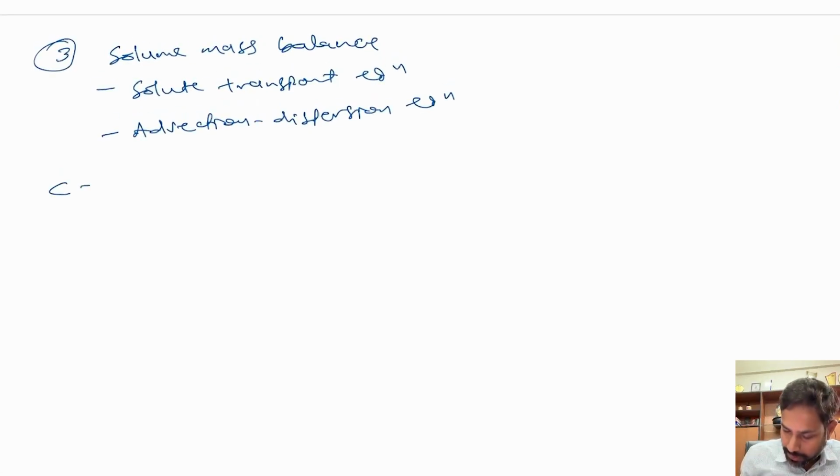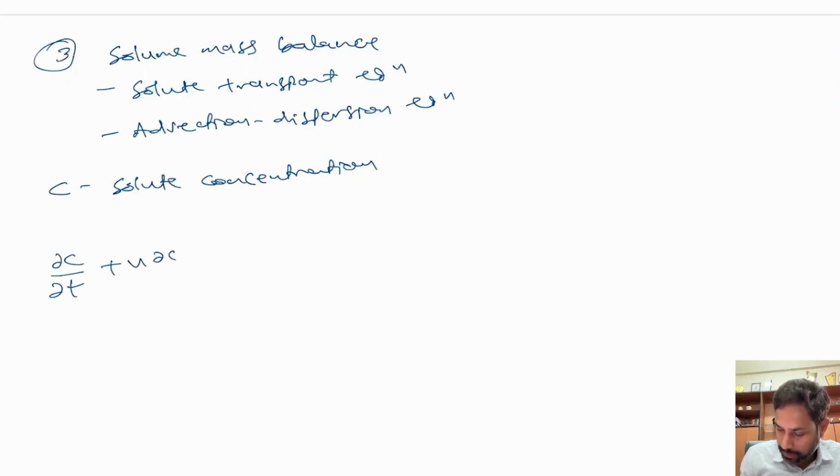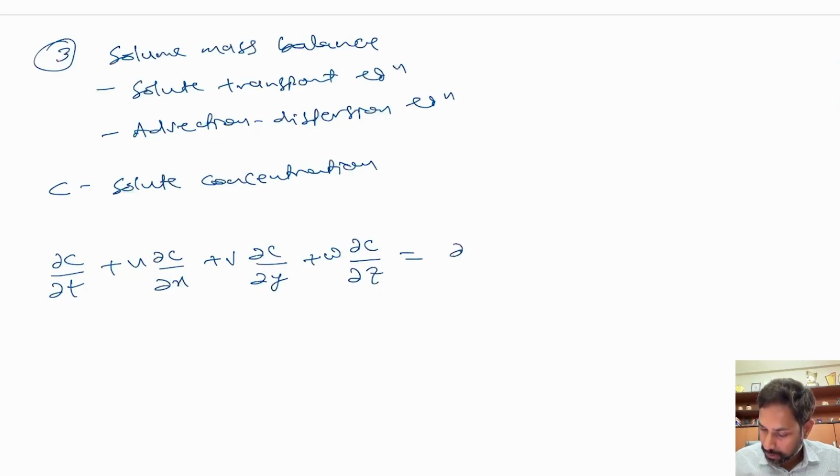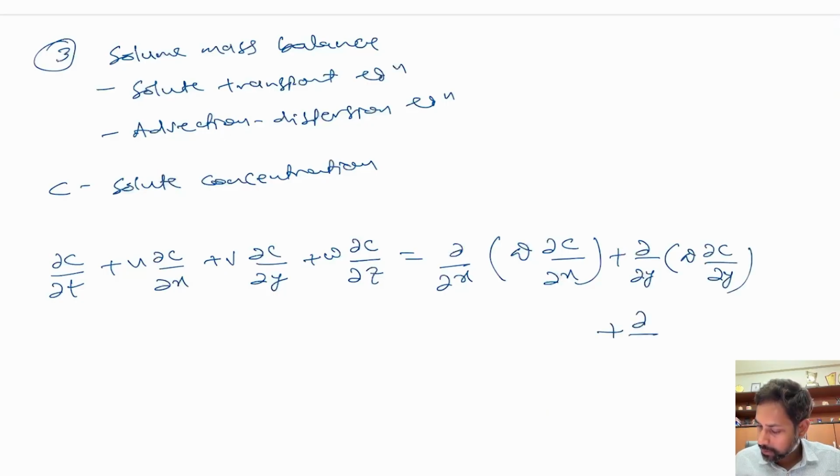So here if we define C as the solute concentration, then this equation can be defined as dc by dt plus u dc by dx plus v dc by dy plus w dc by dz is equal to d by dx of D dc by dx plus d by dy of D dc by dy plus d by dz of D dc by dz.